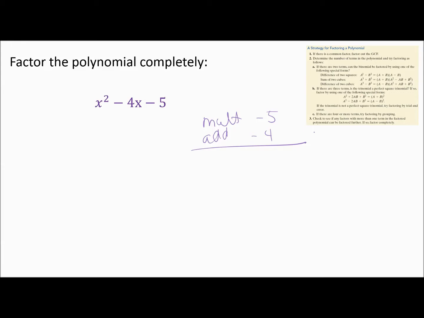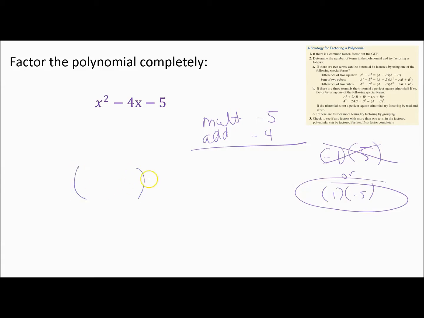Now, this problem's not too bad because 5 only has two factors. It's 1 and 5. But again, for it to be negative, it's either -1 and +5 or +1 and -5. Now, which one of those adds to be -4? Well, it's not this one because that adds to be +4. This is our pair of numbers, okay?